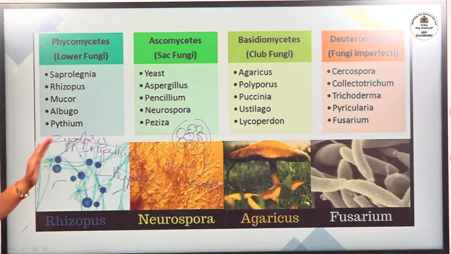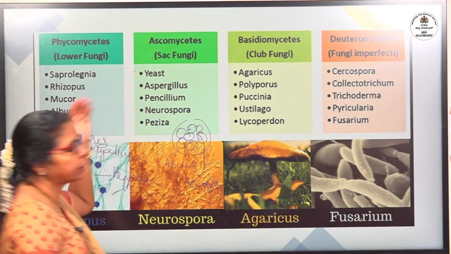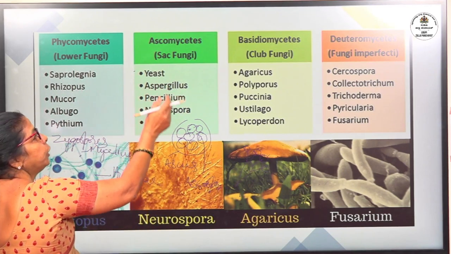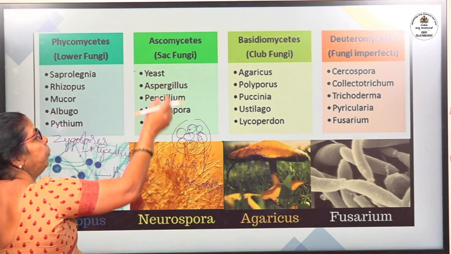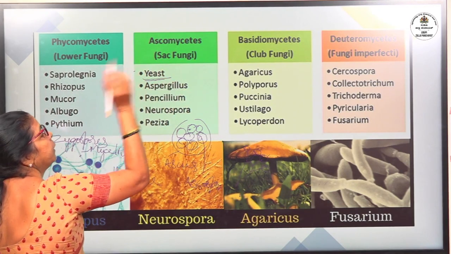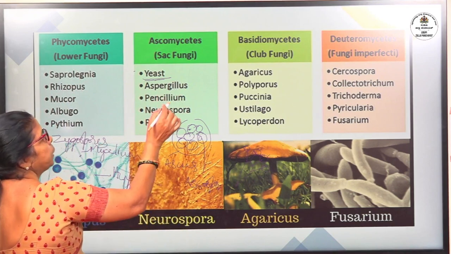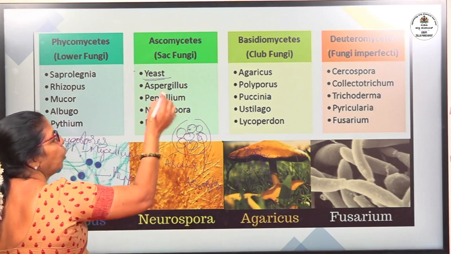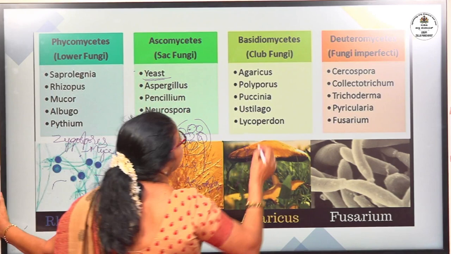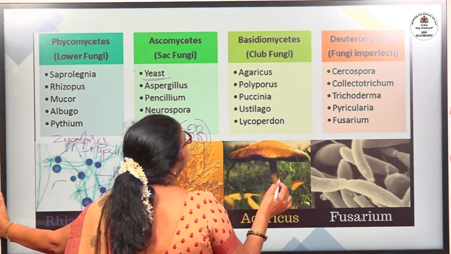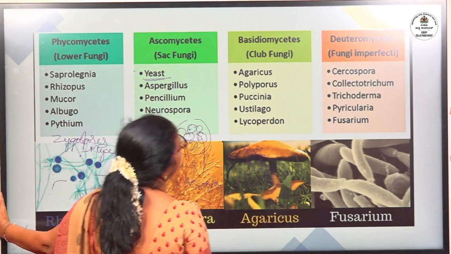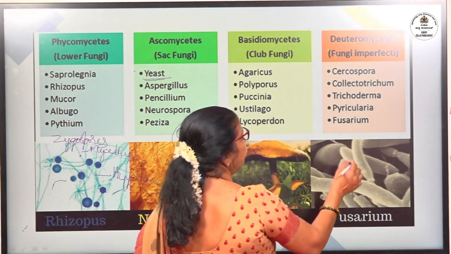Examples for that are Rhizopus, Mucor, Albugo. You may know about Albugo candida. Regarding Ascomycetes, yeast is a unicellular fungus, while Aspergillus and Penicillium are not unicellular, these are multicellular; only yeast is unicellular. Aspergillus, Penicillium, which produces penicillin, and Neurospora all come under Ascomycetes. And Agaricus, mushroom, Puccinia, Ustilago all come under Basidiomycetes.